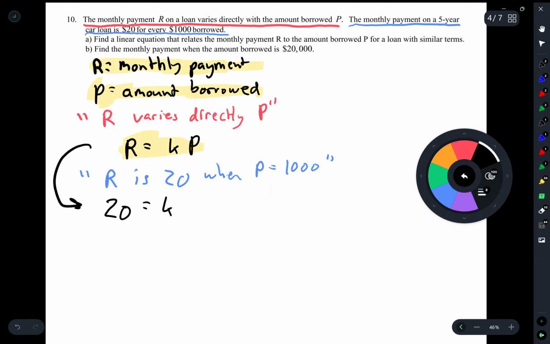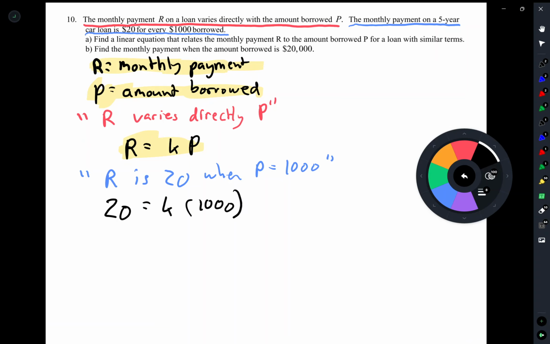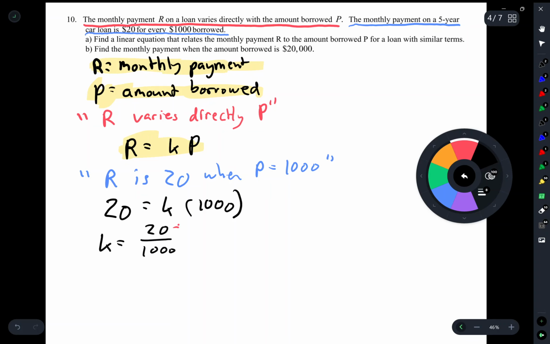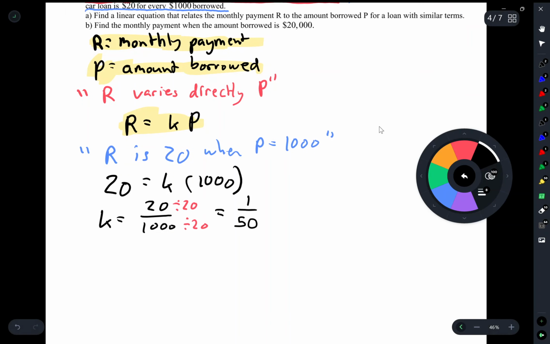20 equals K times 1,000. All right, divide both sides by 1,000, and you get K equals 20 over 1,000. You can divide both top and bottom by 20. And that gets you 1 over 50. And so what we got is that K is 1 over 50.